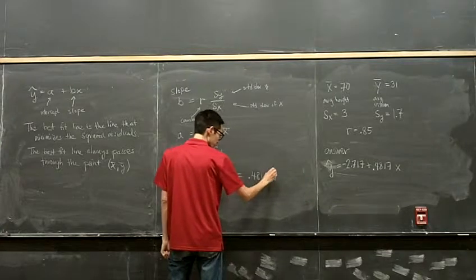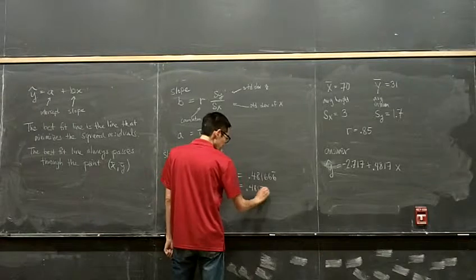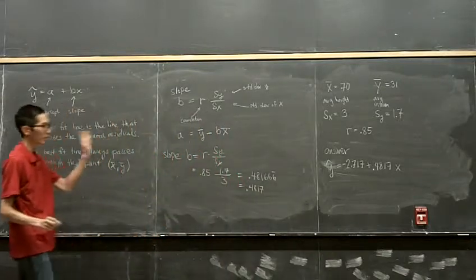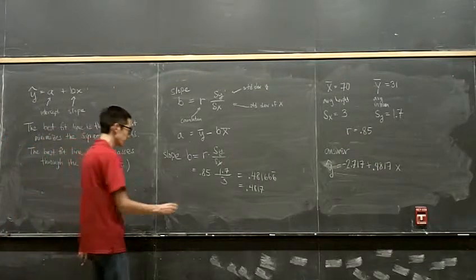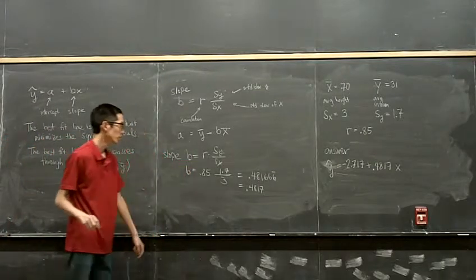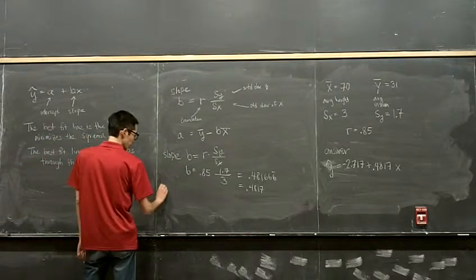What do I get? 0.4816666, right? So I'm just going to round this off to 0.4817. Now, you might have rounded off to a different value. It doesn't really matter, okay? So this is my b. Now, I'm going to use that to calculate the intercept.